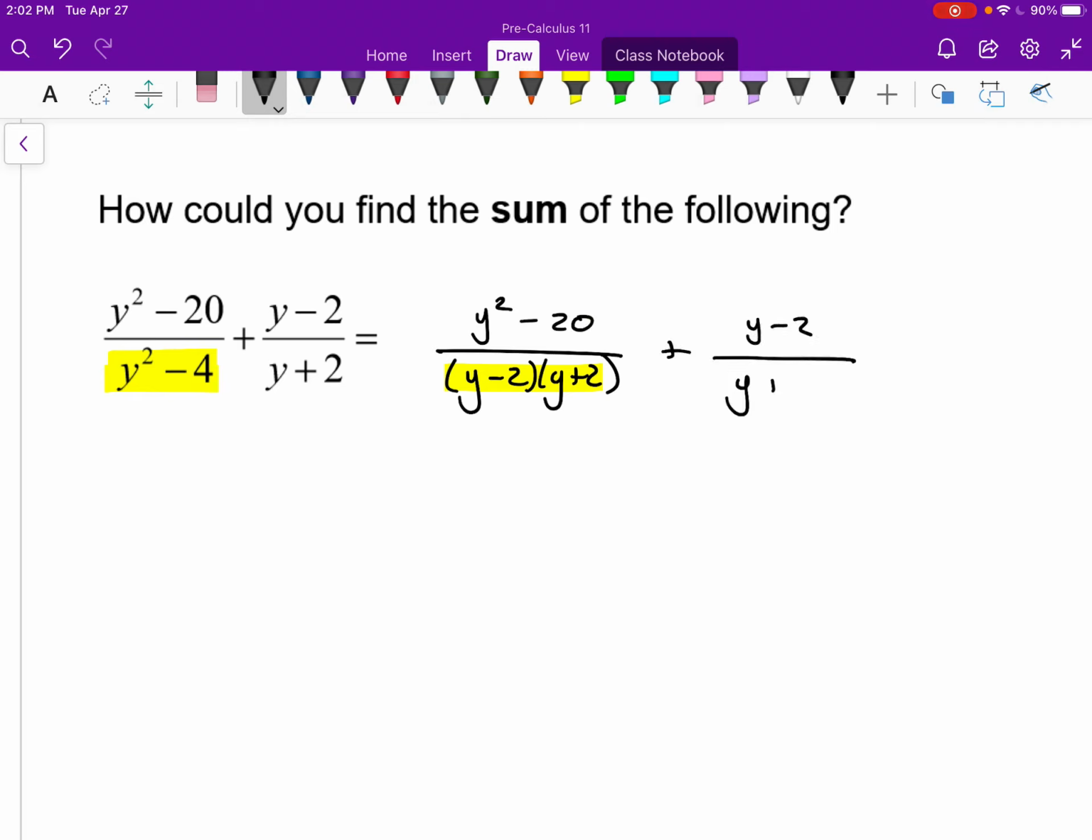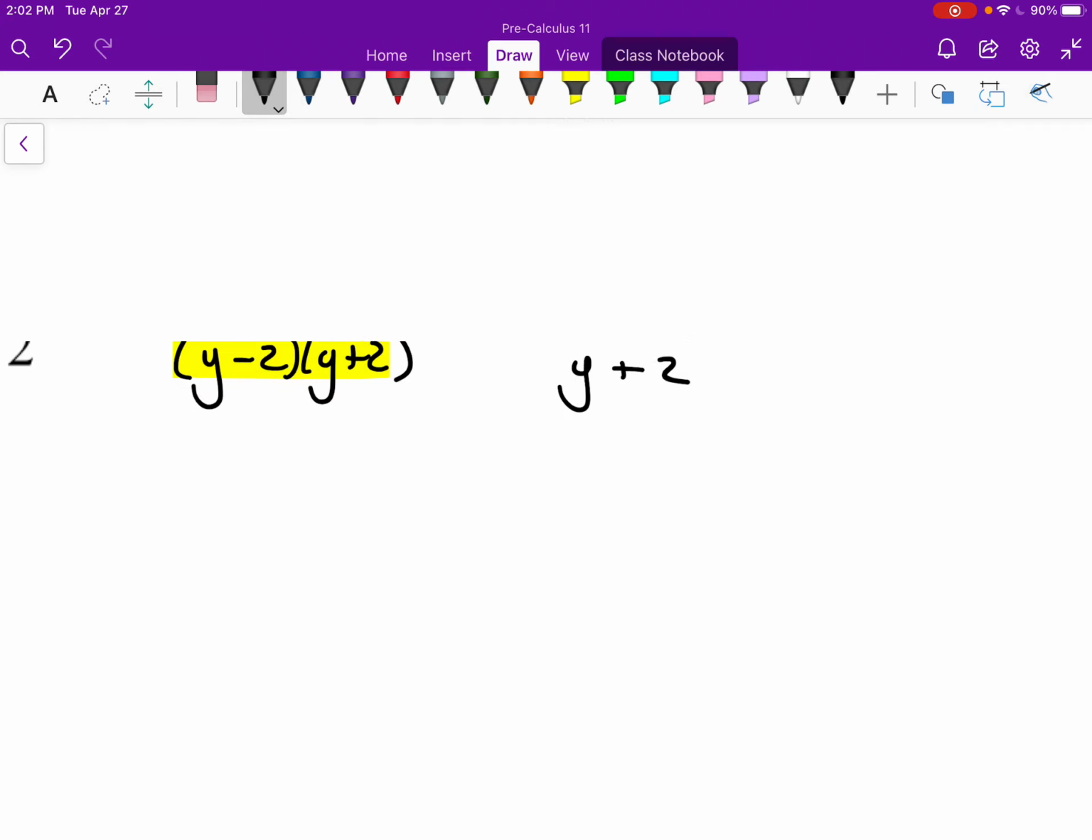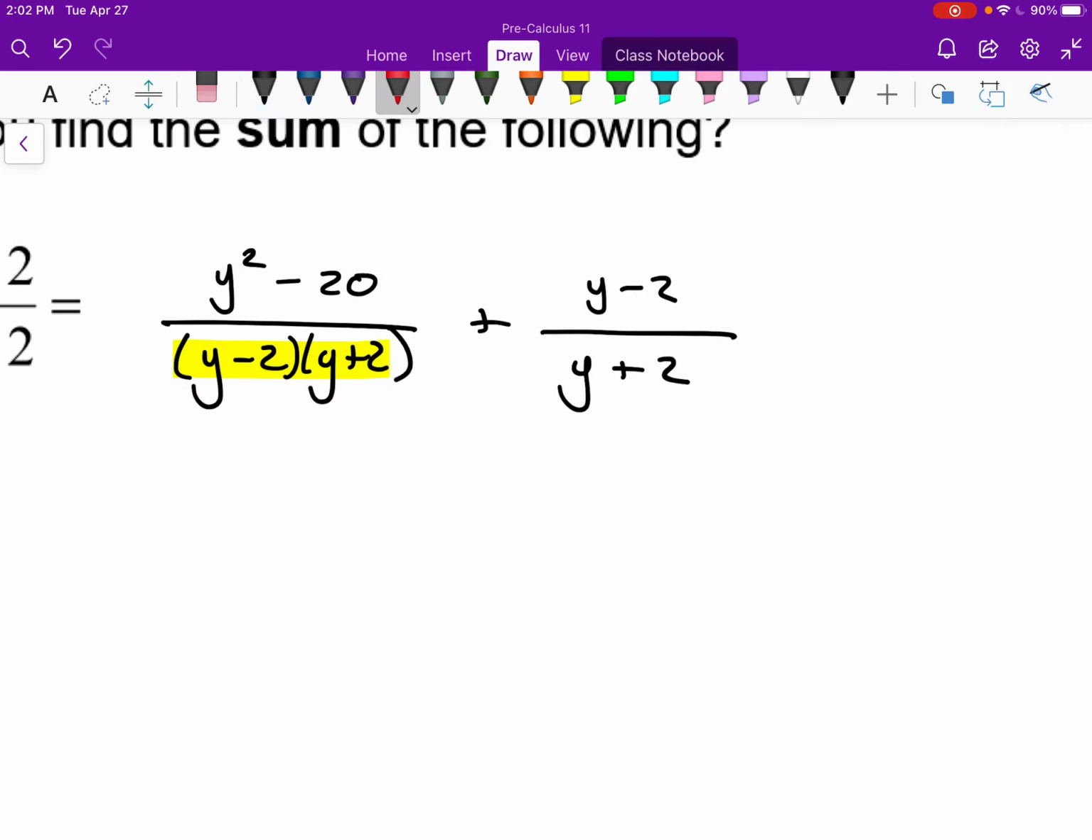So why is that helpful? Well, if I look at my two denominators, they already have a factor of y plus 2 in common. That's good. The more they have in common, the better. So to find a way so they have everything in common, all I need to do is multiply this expression on the right by y minus 2 in the numerator and the denominator. Because now notice, the two expressions have the exact same denominator of y minus 2 times y plus 2.